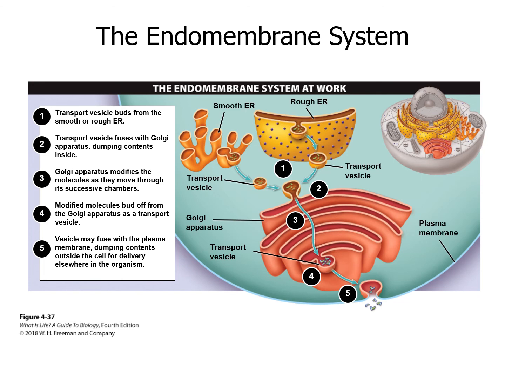The second step is where the transport vesicle that just popped off of the smooth or rough ER fuses with the Golgi apparatus and then dumps the contents inside of it. The third step is the Golgi apparatus modifying the molecules as they move through its successive chambers. The fourth step is where the modified molecules, after going through the Golgi apparatus, bud off from the Golgi apparatus as a second transport vesicle.